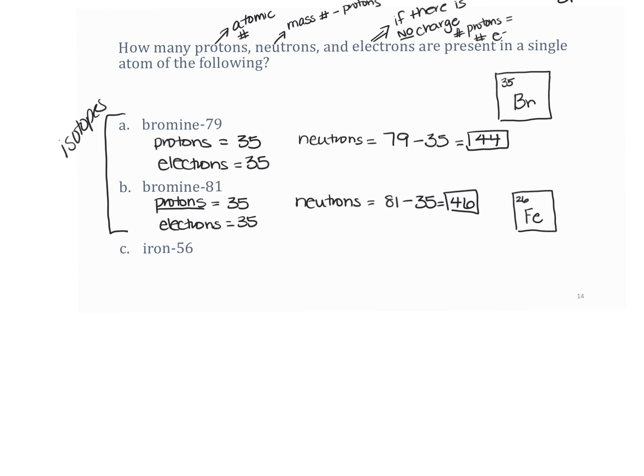When we look at iron on the periodic table, we see the atomic number as 26. So my number of protons is going to be 26. There's no charge, so my number of electrons is also going to equal 26. And then to figure out my number of neutrons, I'm going to take 56 and subtract 26, and that gives me 30. And that's my number of neutrons.